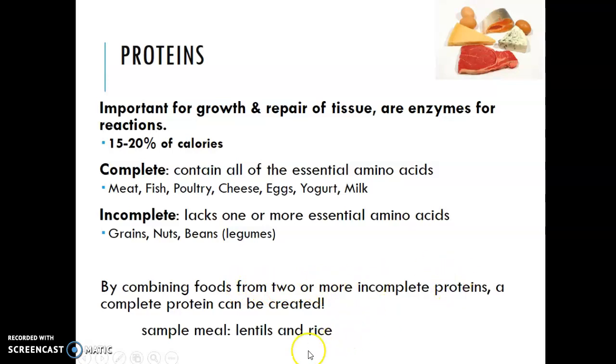So as an example, these typical vegetarian dishes a lot of times are these combinations. So lentils and rice, or like beans and rice. Also peanut butter with whole grain bread, or peanut butter on a whole grain cracker. That would be your two incomplete proteins combining to make a complete protein.